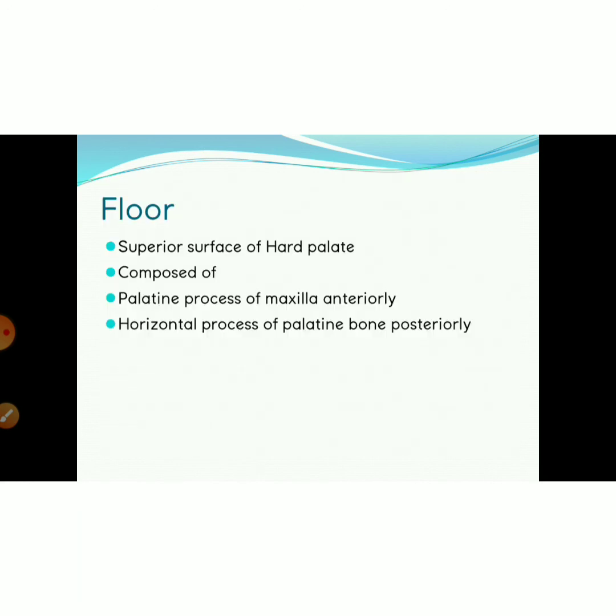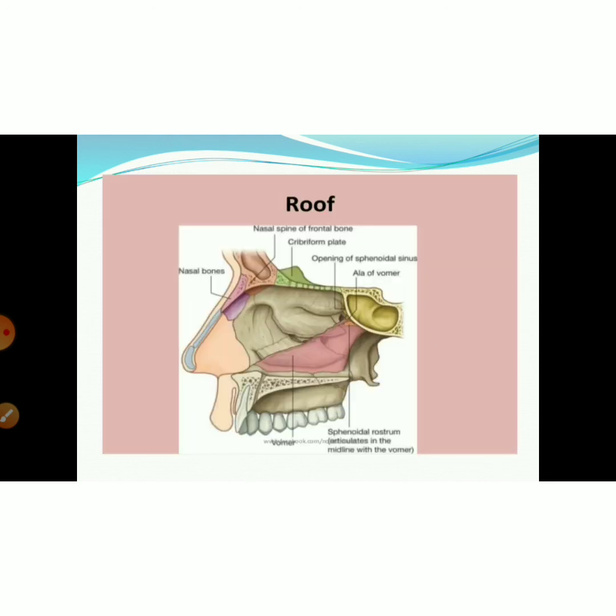Now coming to the floor. The floor is formed by mucosa covering the superior surface of the hard palate. So the superior surface of the hard palate is composed of the palatine process of the maxilla anteriorly and the horizontal process of the palatine bone posteriorly. Here you can see that.